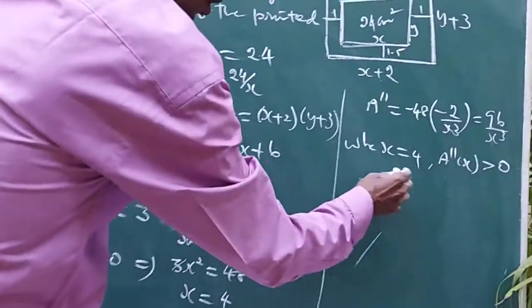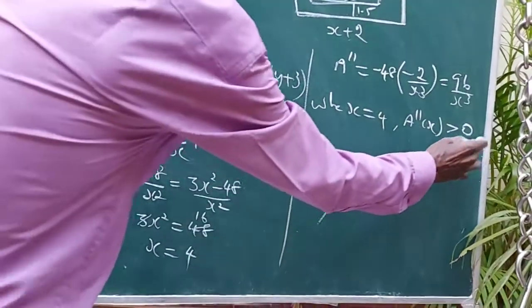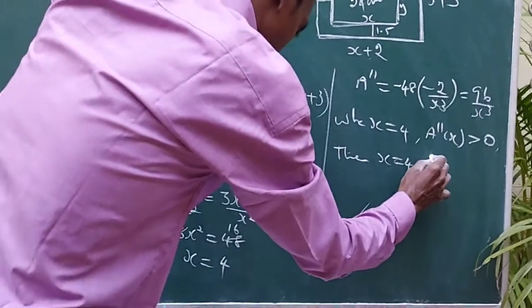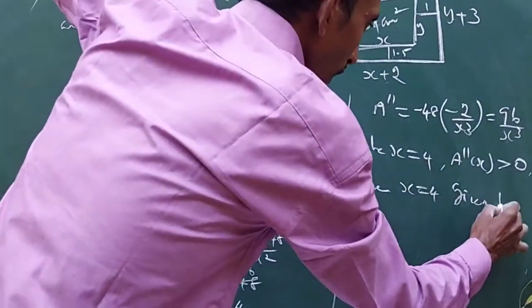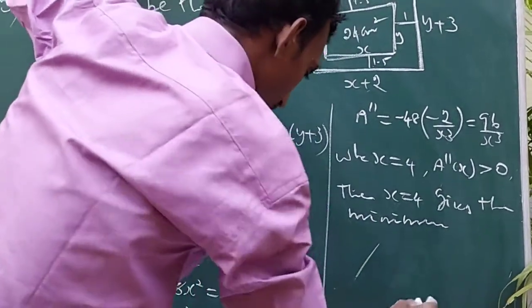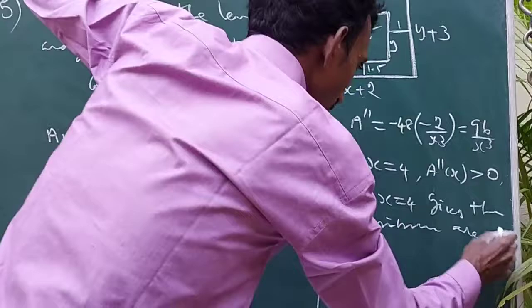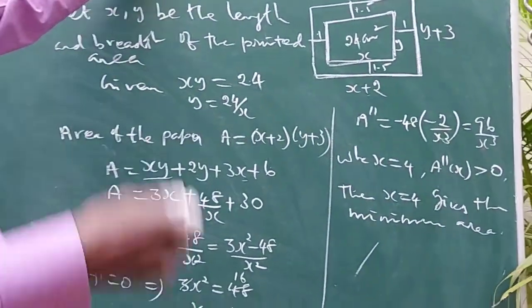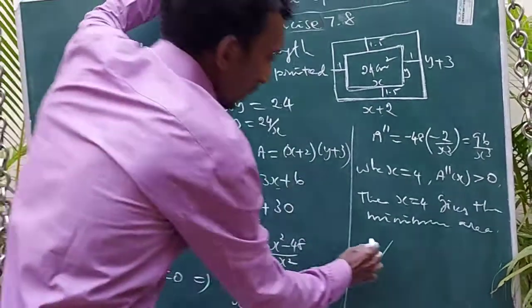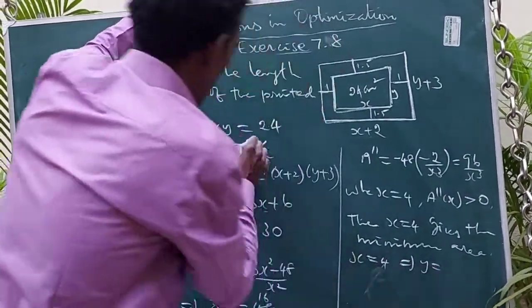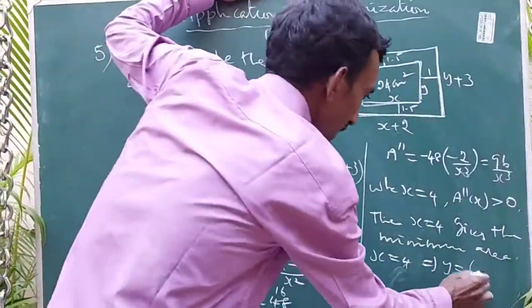So then x equal to 4 gives the minimum area of the outer. So if x equal to 4, find out y. So x equal to 4 implies y equal to 24 by 4, it is 6.